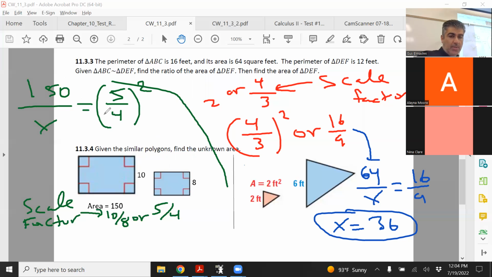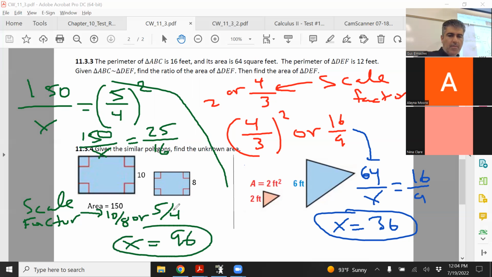If you work it out, you should get 150 over X equals 25 out of 16. And I know you guys can cross multiply and do it, so I'll just give you the answer. It'll be 96. I was able to figure that out in my head because 6 times 25 is this, 6 times 16 times 6. That's why. I didn't actually cross multiply. I just kind of used some mental math there. But yeah, that should be 96.